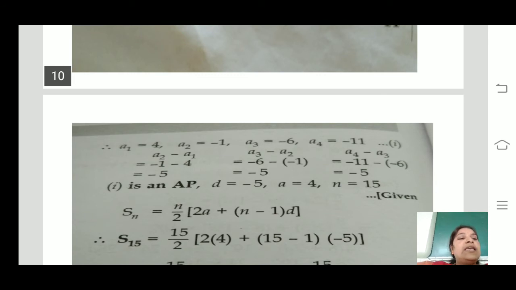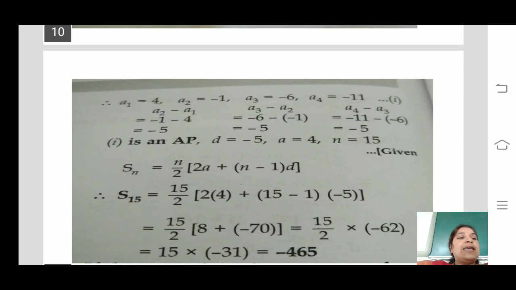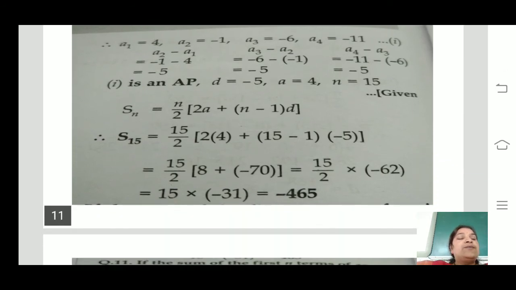Now, for this AP, we have a equals to 4, d equals to minus 5, n equals to 15. Hence, replace all values in Sn, that is S15, and we get minus 465.